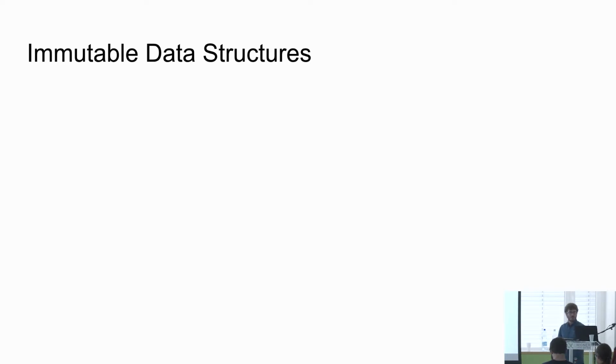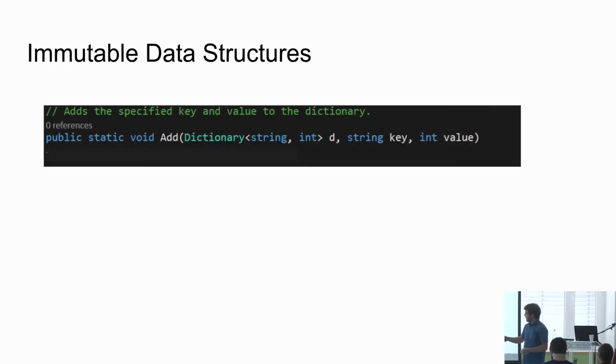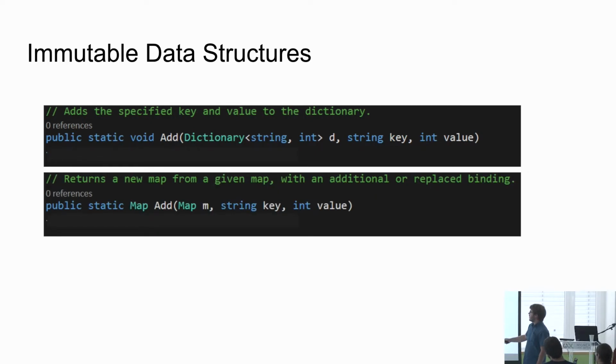But if we look at functional programming, we see that if we have, say, a dictionary, the function prototype for a dictionary add would be: take a dictionary, a key and a value, and return nothing, and add this key value pair to the dictionary. So what's going on here? This is mutation, right? We're changing the data, so we can't use this in a purely functional setting. How does it look in purely functional programming? We have an add function which takes a map, a key, and a value, and returns a new map with this key value pair added to the old map, and the old map still exists.